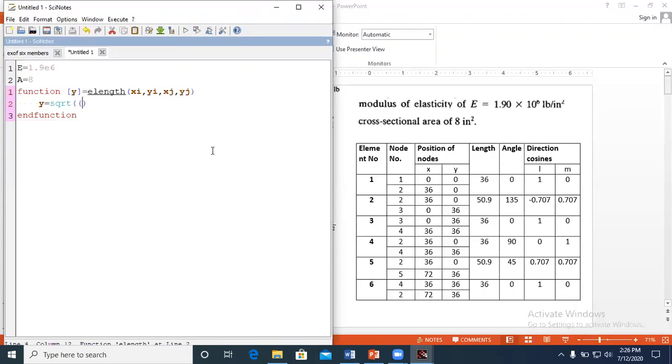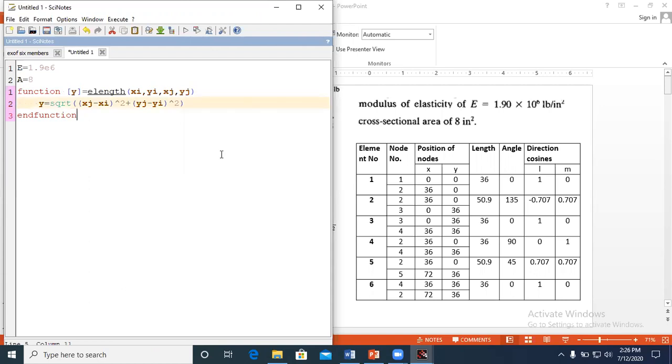Here I will write xj minus xi, it's a square, plus in bracket yj minus yi, it's a square. Okay, this function is over, that is x2 minus x1 squared plus y2 minus y1 squared.